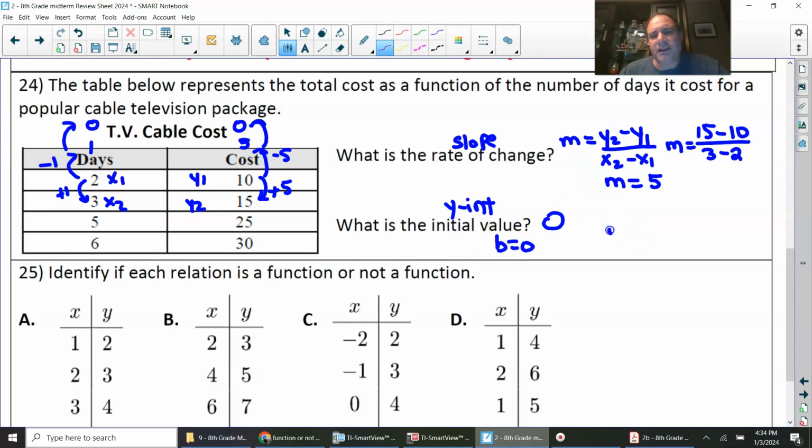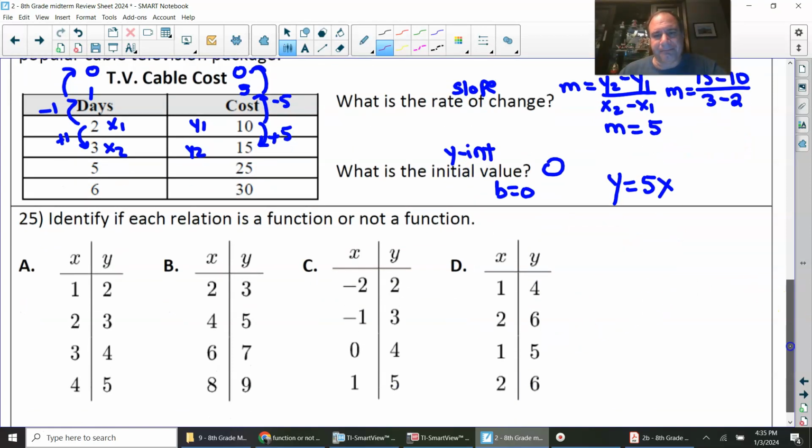The equation of this line, if they ask, is y equals 5x. This is a direct variation. That's not the only way to do that. To get the y-intercept, remember, you could use y equals mx plus b, but I thought this was easier, working back to where x is 0. If you can work back to where x is 0, then you can figure out the y-intercept.